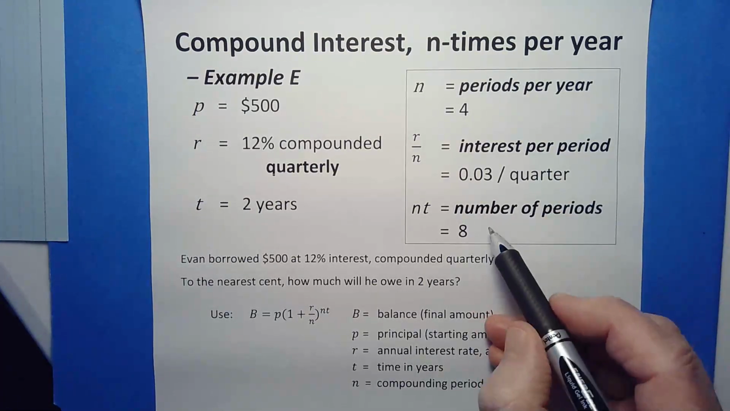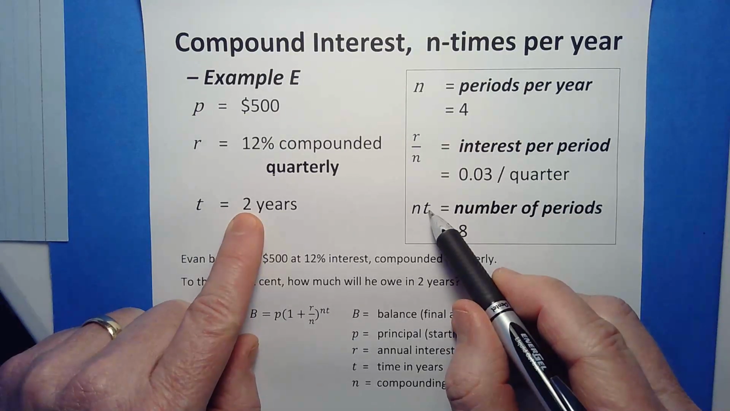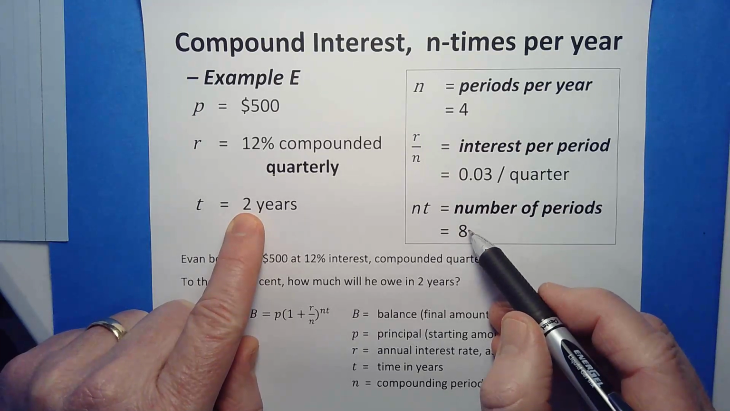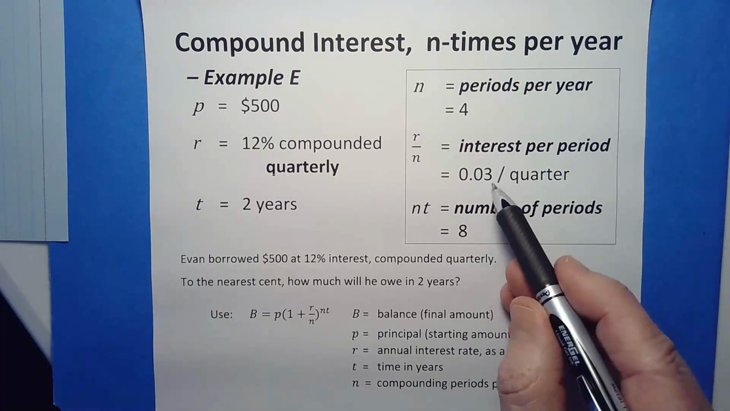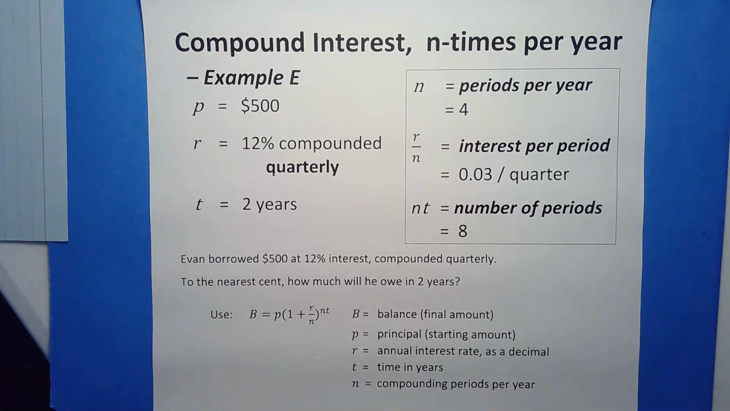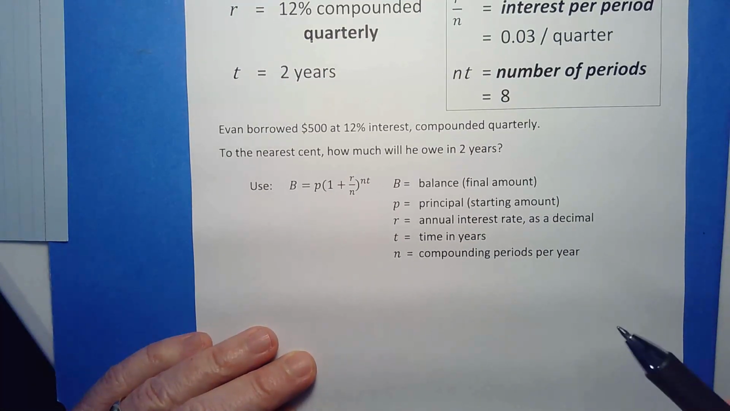Okay, and then finally the total number of periods. Well, you take the number of years, 2 years, times 4. That means we're going to do it 8 times, right? So what's interesting is one thing gets smaller and the other thing gets bigger. The interest gets smaller, but the number of periods gets bigger. So they sort of counterbalance, although in the end, the total value is going to be a little bit more because of this compounding effect.